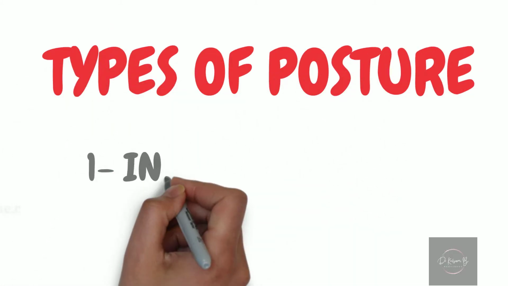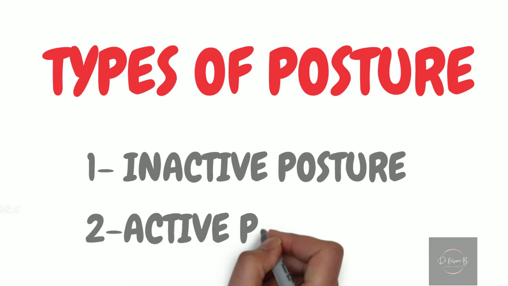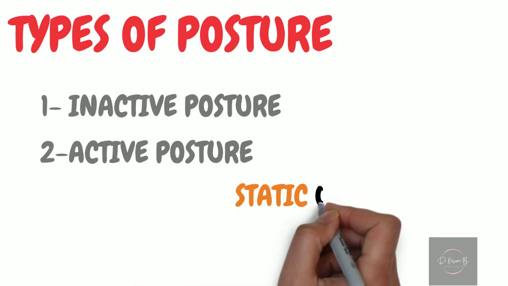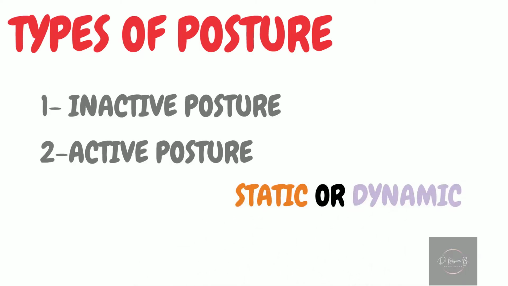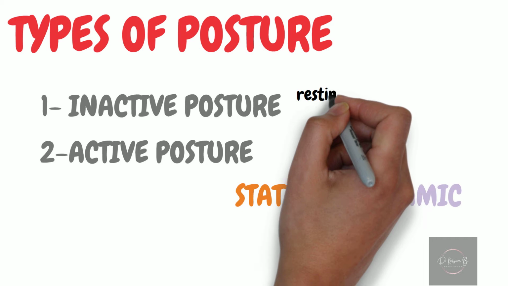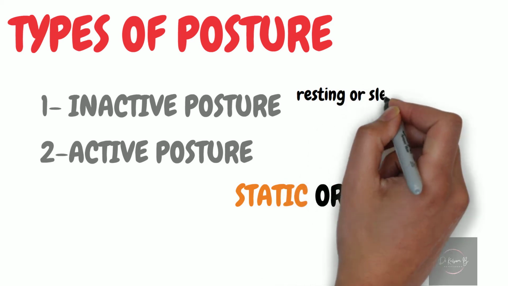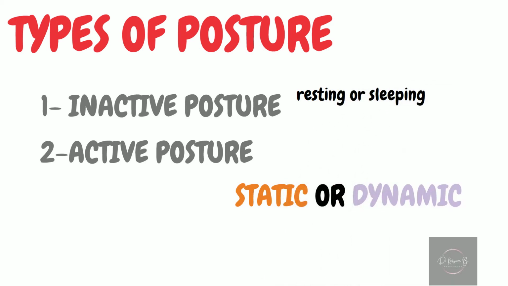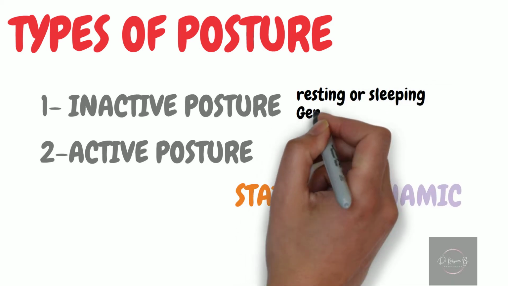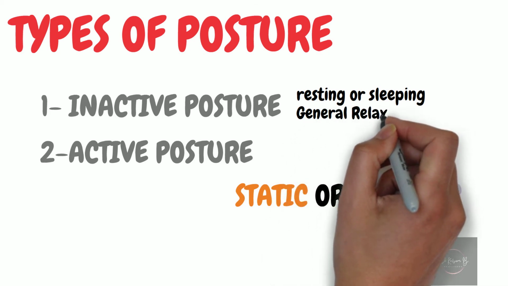Types of postures. There are two types of postures: inactive posture and active posture. Active posture includes static postures and dynamic postures. Inactive postures: attitude adopted for resting or sleeping. All essential muscular activity is reduced to a minimum. Used for training general relaxation.